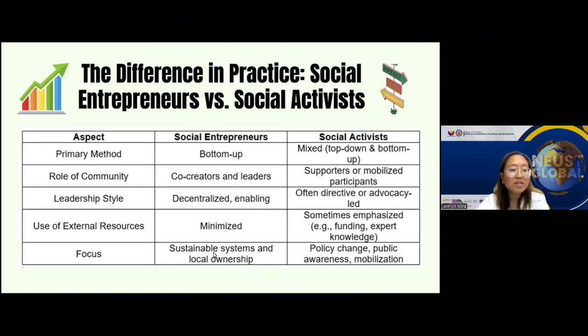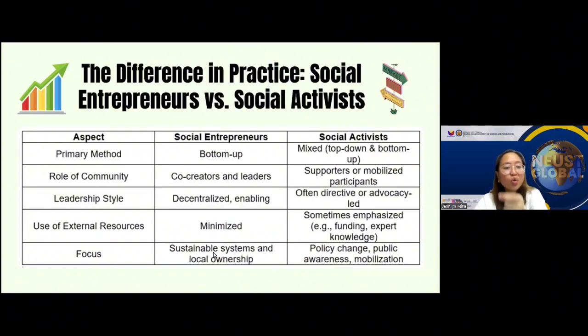Social activists, on the other hand, use a mixed approach. They often combine top-down and bottom-up strategies. So leadership may be more directive with a focus on funding, expert knowledge, or advocacy. They aim to create policy change, public awareness, or mobilize participants. For example, the activist may push major reforms through petitions, protests, or legislation.